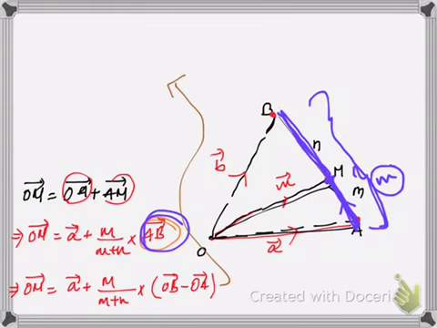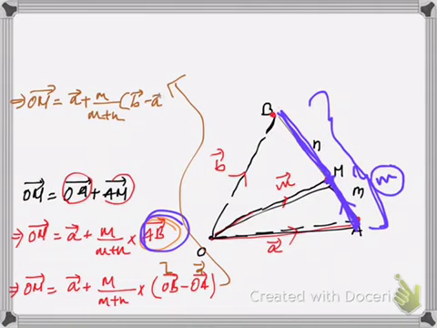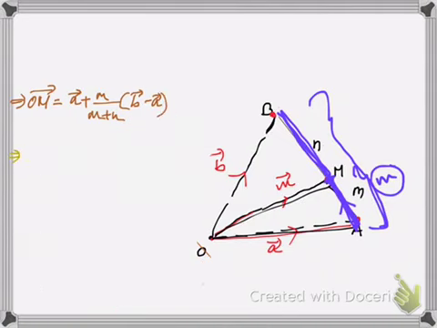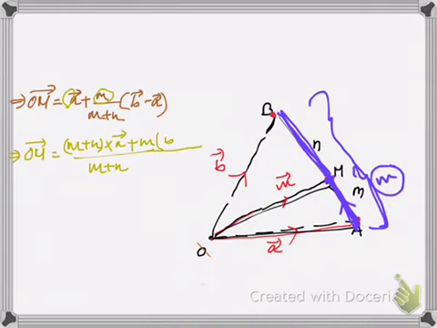Now I'm going to write it over here. Vector OM is equal to, for vector a I'm going to write it as it is, and here I have m by m plus n. For OB I can write vector b, and for OA I can write vector a. So here b minus a. Now I'm going to simplify. Here I have m plus n as LCM, and I will have m plus n times vector a plus m, which is the ratio, times vector b minus vector a.